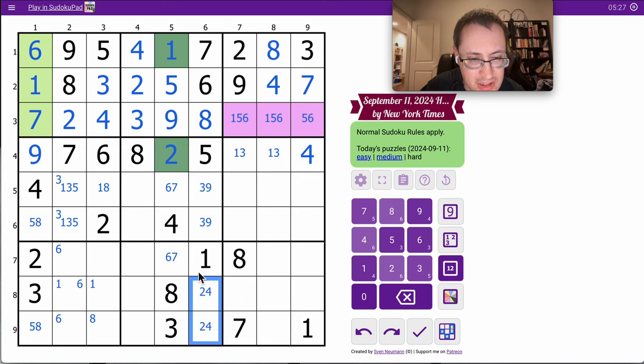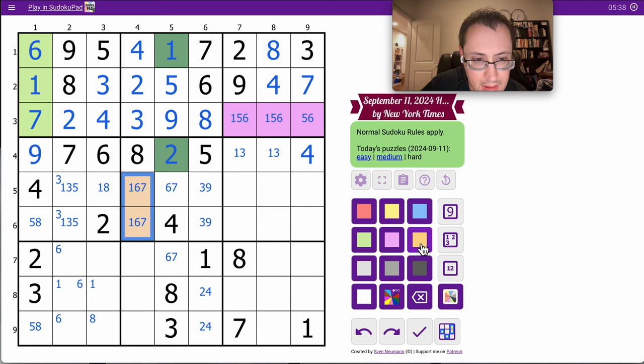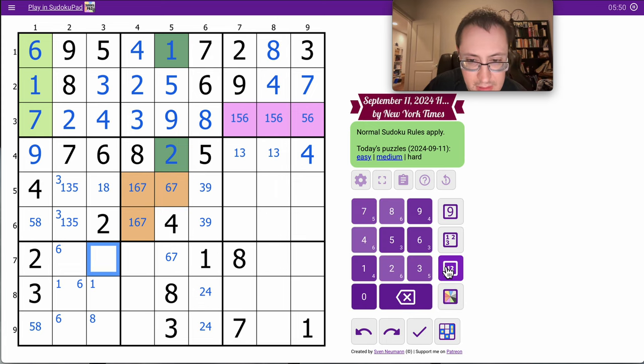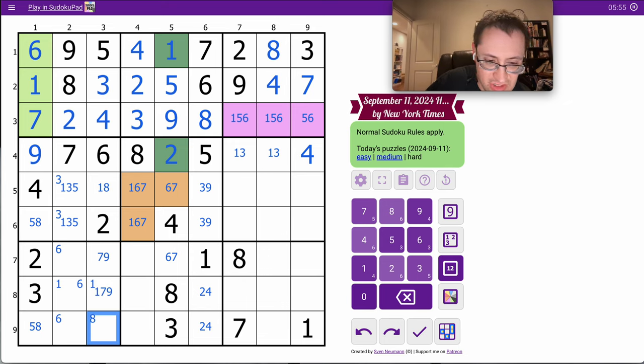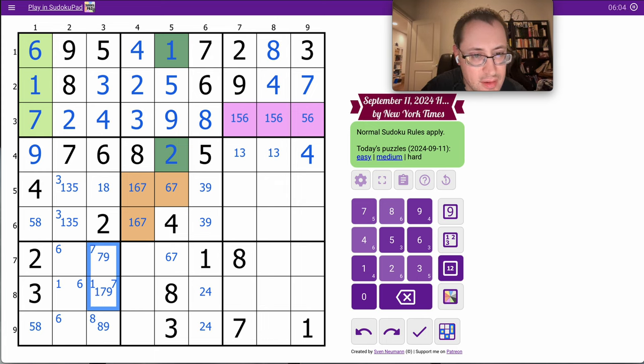2, 3, 4, 5, 8, 9. So these are 1, 6, 7 along with that. Three, four, five, six. Okay, so 1, 7, 8, 9. Thrust column 3, and this sees 8. This sees 7, so ends up being 8, 9. Okay.